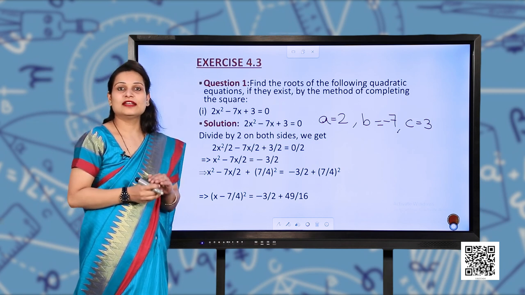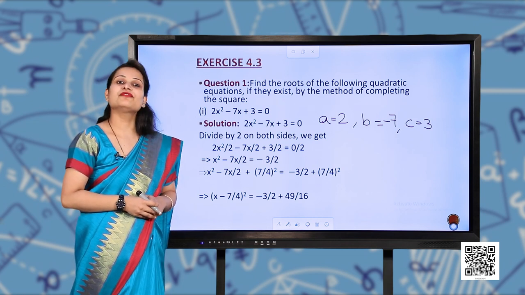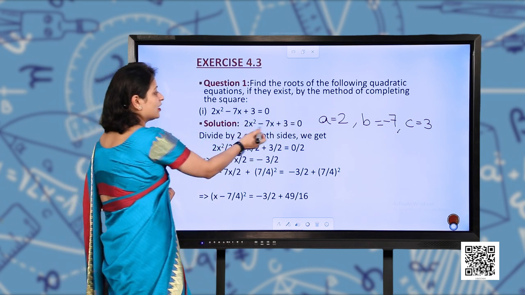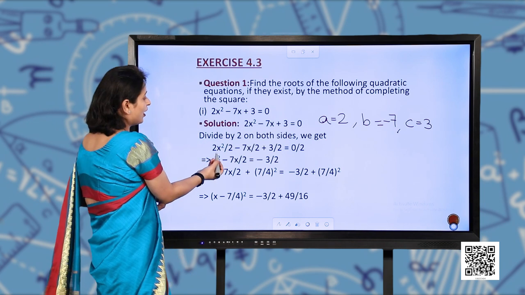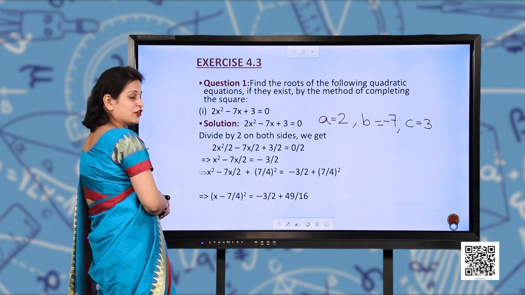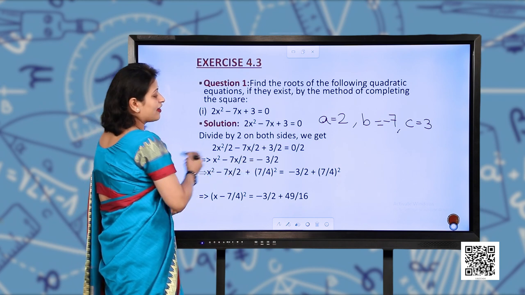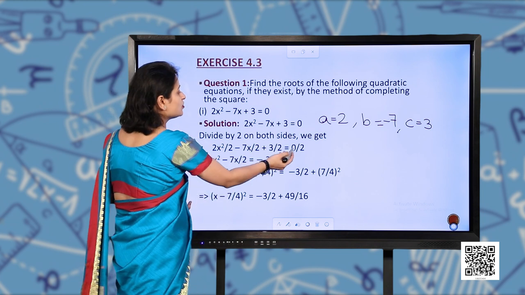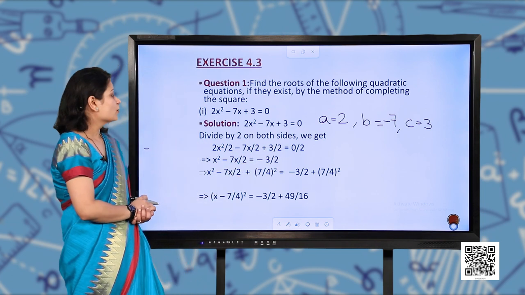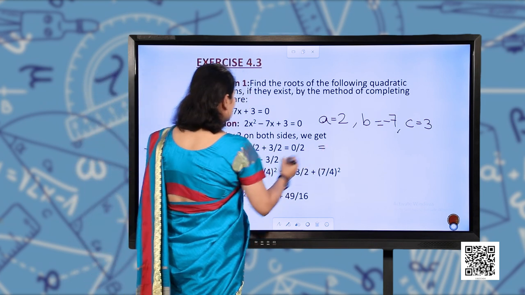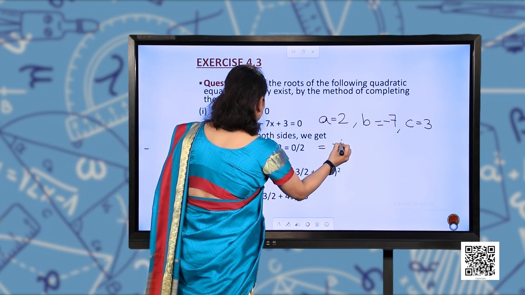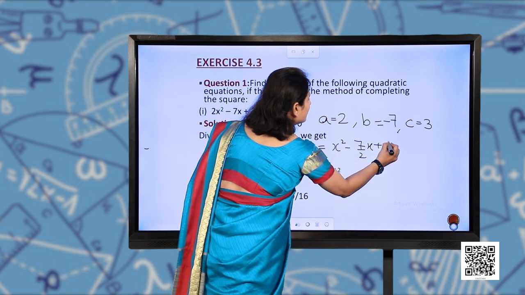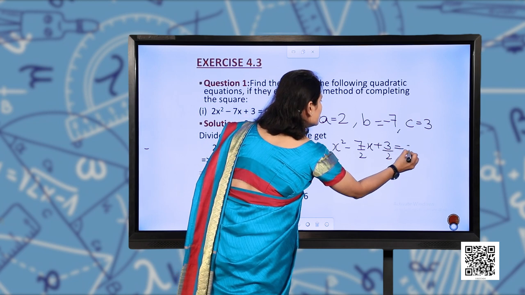So, step 1 is what? We have to divide the equation by the coefficient of x square. As the coefficient of x square is 2, divide this equation by 2. What will you get? 2x square divided by 2 minus 7x divided by 2 plus 3 divided by 2 equals 0 divided by 2. So, you will get x square minus 7 by 2 x plus 3 by 2 equals 0.